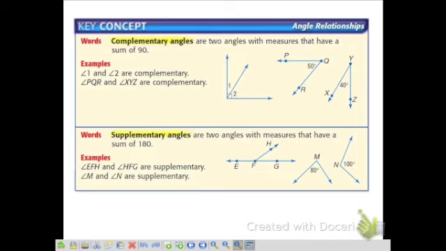Next thing, you should have seen these before. Complementary angles add up to 90, so we're going to get a right angle when we add 1 and 2, but they don't have to be together like this 50 and 40 degree angle. These would still be complementary. We just need to have them add up to 90. Same thing with supplementary angles, except they need to add up to 180.